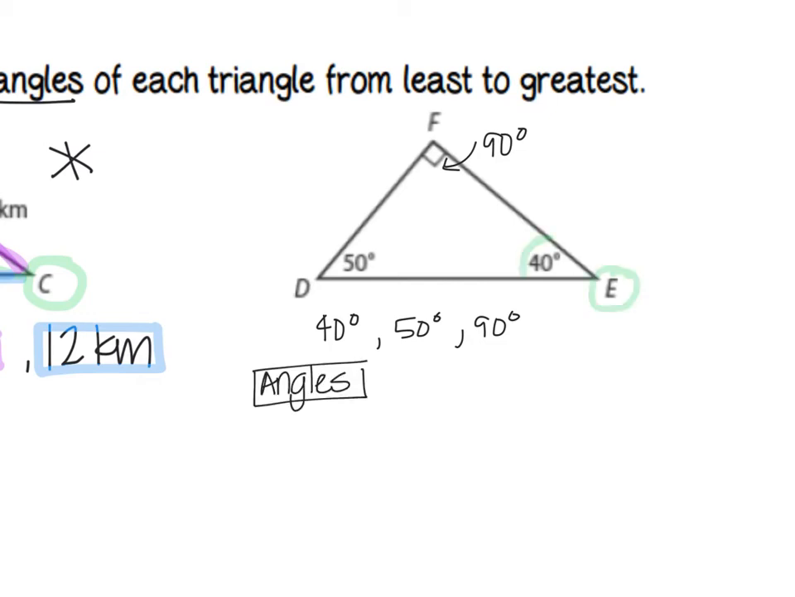So my smallest angle is right here. That is angle E. My next smallest angle is right here. It's encompassing that, and that is angle D. The 90 degrees is my largest angle right here. All right, so my angle there is angle F, which is my 90 degrees.